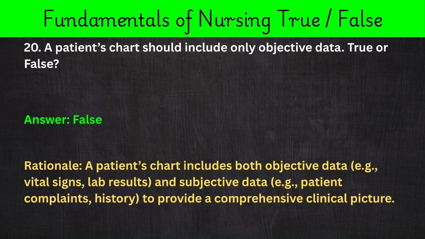20. A patient's chart should include only objective data. True or false? Answer: false.